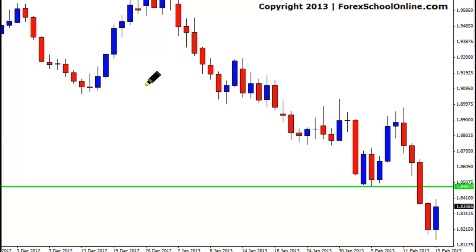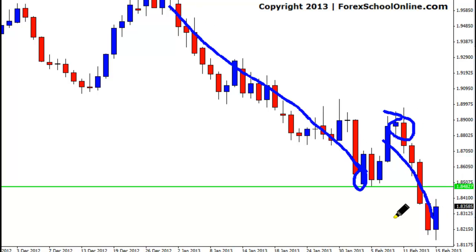The first thing I start to look for on my daily charts is the obvious trends that are in play. Are there any obvious trends moving left to right, up or down? The first chart I've got on at the moment is the GBP New Zealand dollar daily chart. You'll see clearly we're making new lower lows, new lower highs, and we're in a clearly defined downtrend.